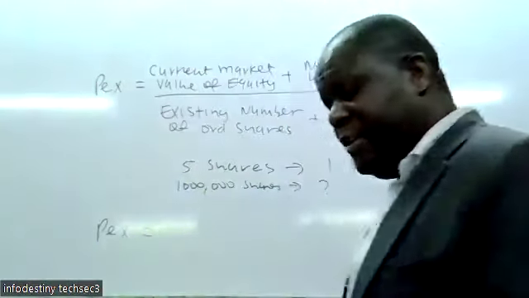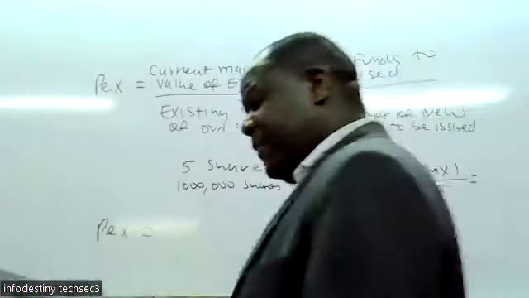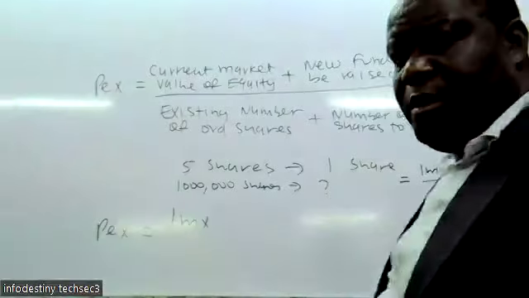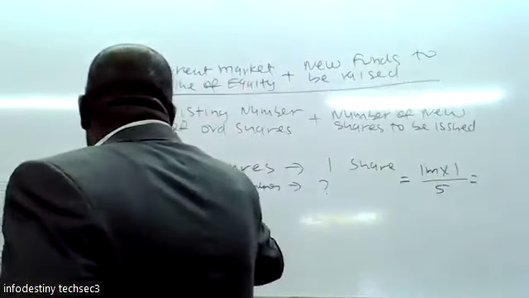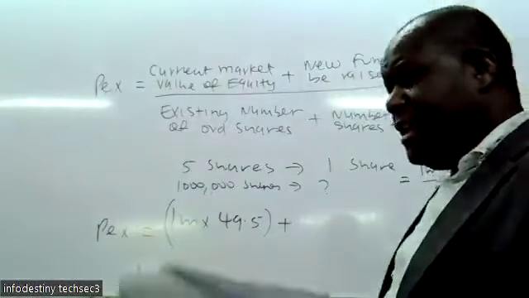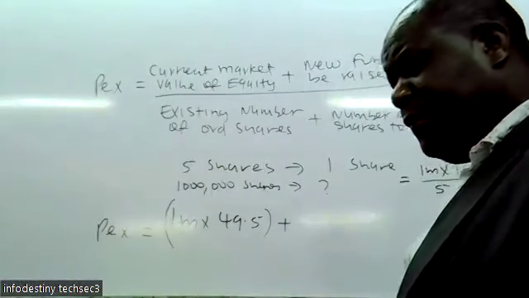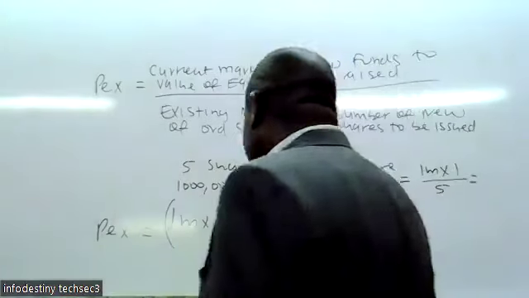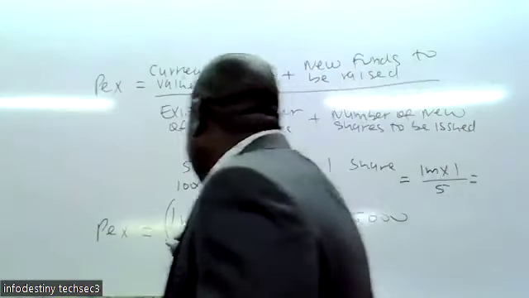So current market value for equity, simply take the 1 million ordinary shares multiplied by the current market price, which is 49.5. That's now what we have as the current market value for equity. The new funds to be raised were given as 7.8.